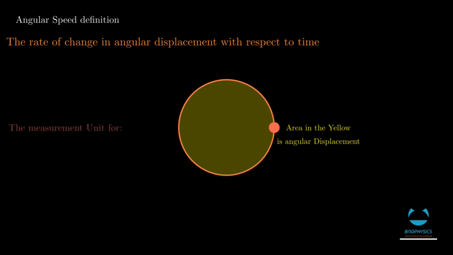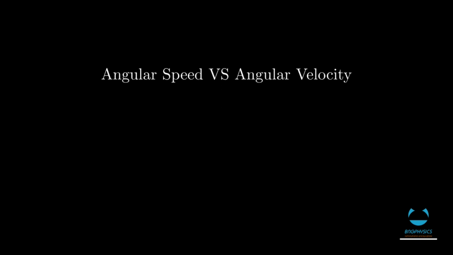Regarding the measurement unit of angular speed and velocity, both are measured in radians per second, because it is the angular displacement divided by the time. One notice I should highlight here is that angular velocity and angular speed are both denoted by the Greek letter omega. You might be wondering what the difference is between angular speed and angular velocity.